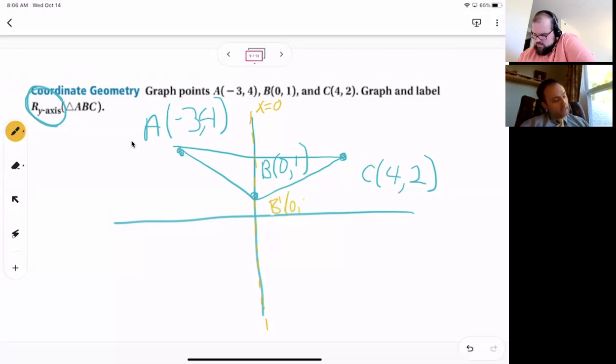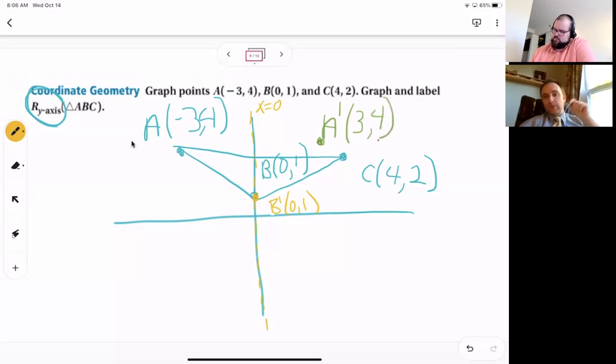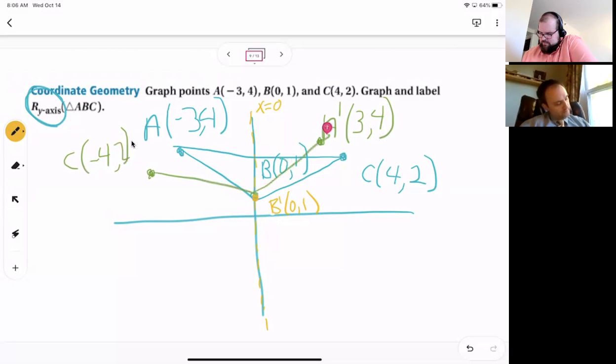My drawing was not to scale at all. I apologize. 3, 4. And then B has to go from the right to the left because it's flipping over the y-axis. C, negative 4, 2. Again, not to scale. An interesting thing to note is what is the same between these points and what is different? I noticed that all of the y values are the same. None of those changed.